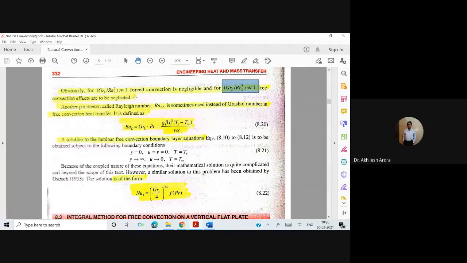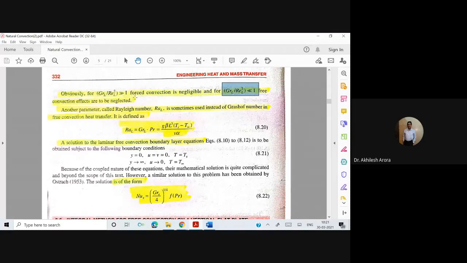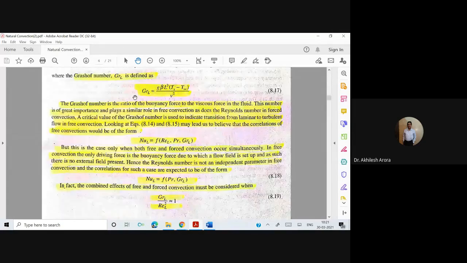Okay, so that is how we interpret the relationship between the Grashof number and the Reynolds number. If they are of a similar order, then it is a phenomenon where both forced and free convection are occurring simultaneously. If the ratio of Grashof number to Reynolds number square is very, very large in comparison to 1, then it is free convection, and if it is very, very small in comparison to 1, then there is no free convection, rather there is forced convection. So just to take you back, you can see once again what we have discussed till now.